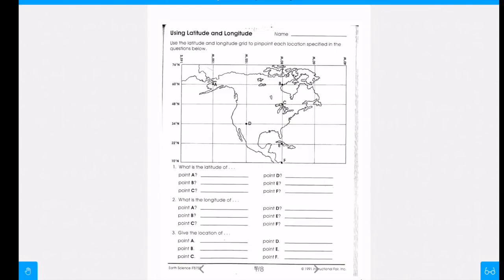I decided, since I wasn't here today and we are just putting latitude and longitude together, that I would record the lesson as if I was there so that you would still get the same information. This is the packet that you picked up today.